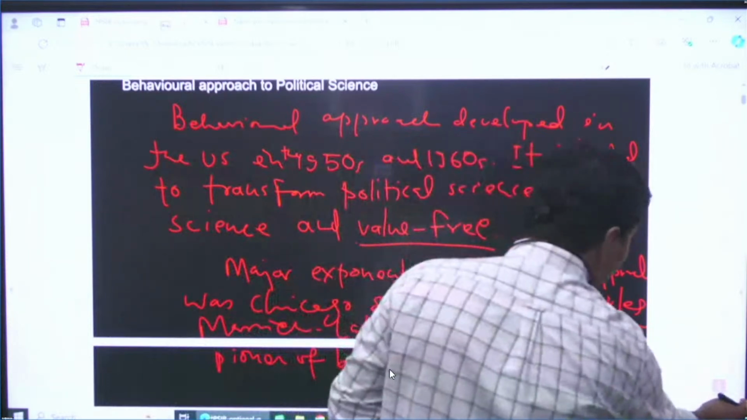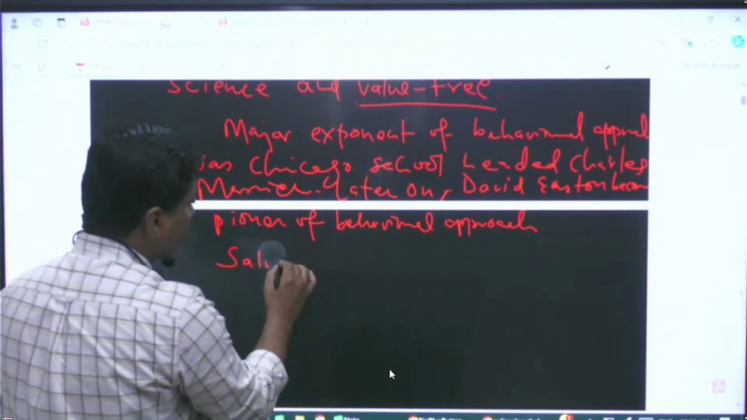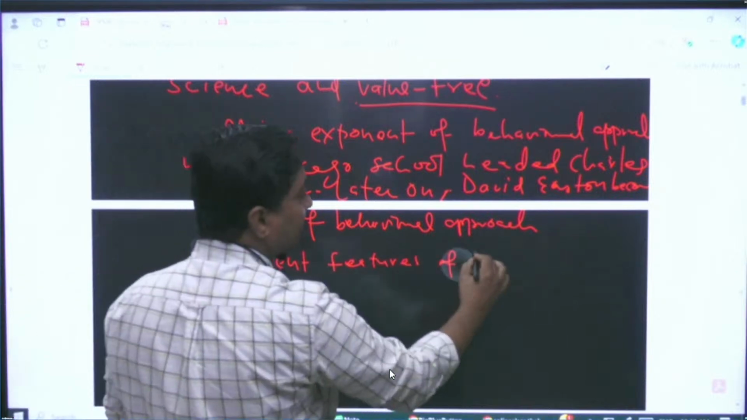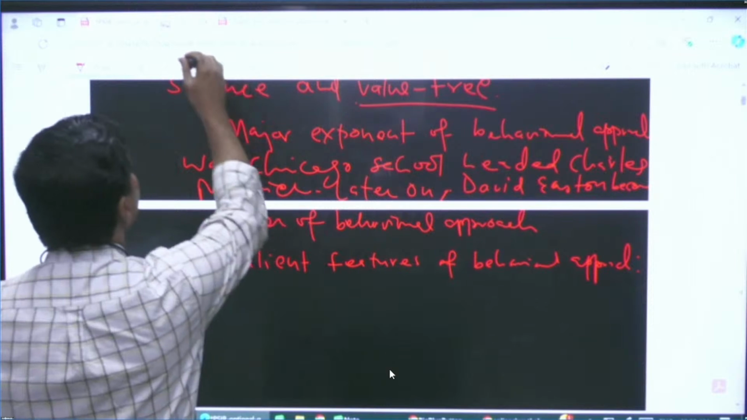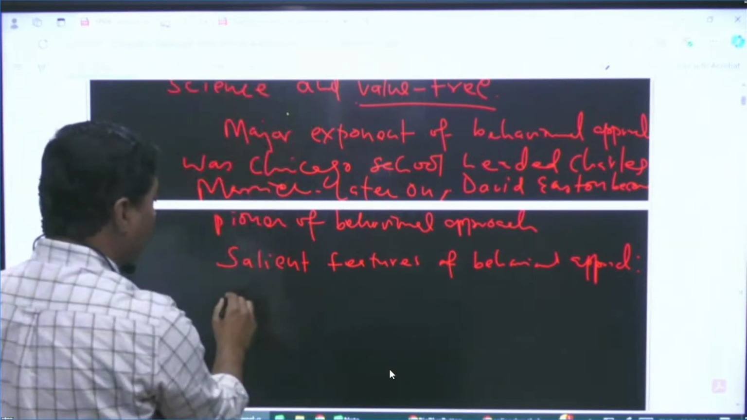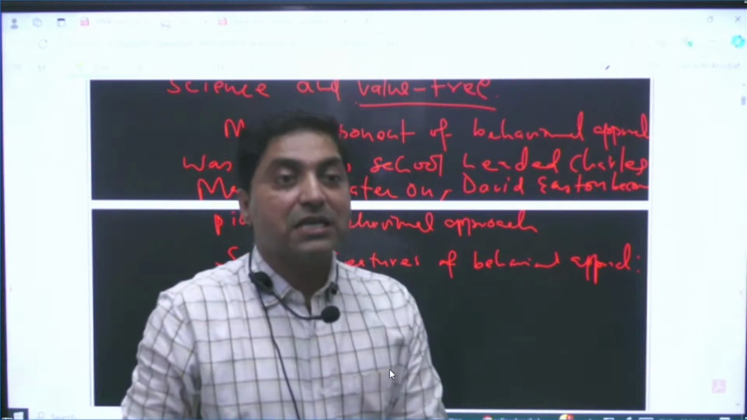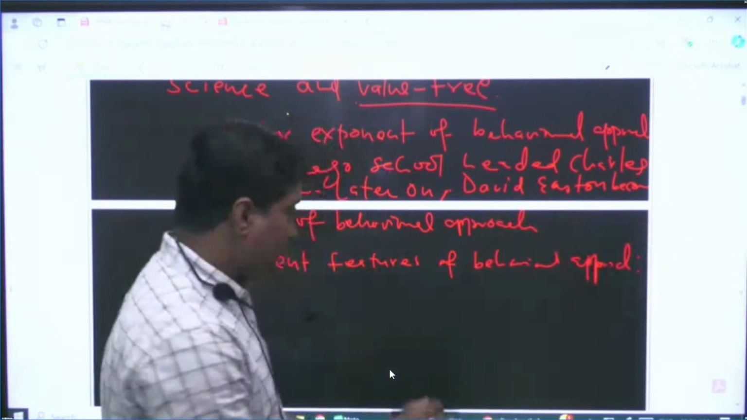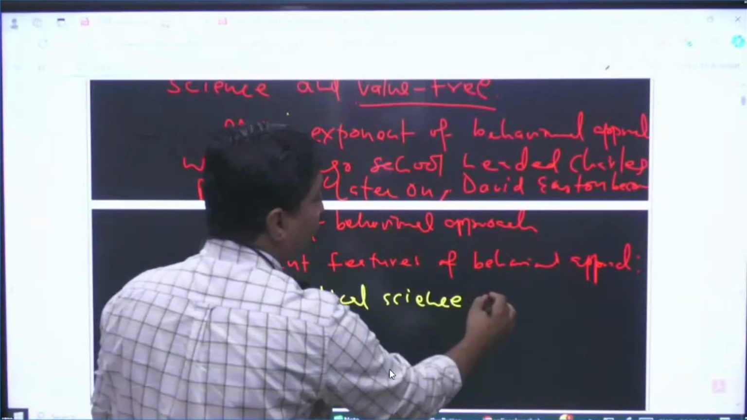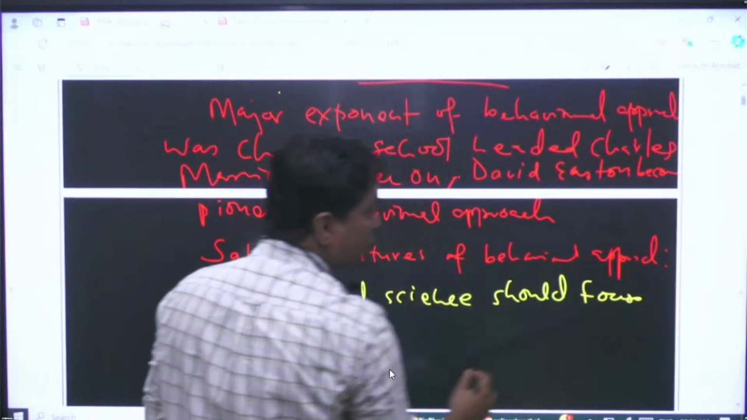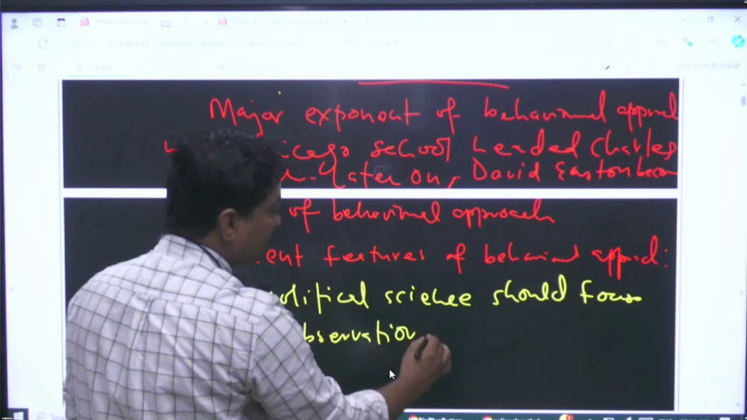Now you need to write about the salient features of that approach. What were the salient features of the behavioral approach? The first was the scientific study. Political science should focus on observation, quantification, look at regularities and systematization. Political science should focus on observation.